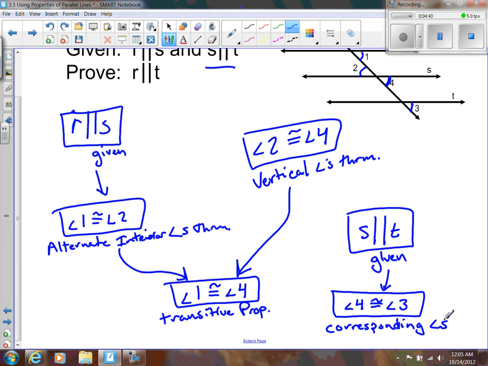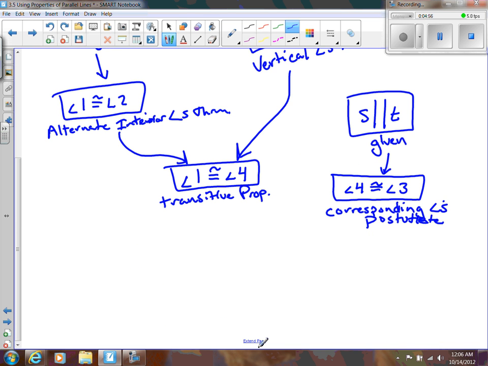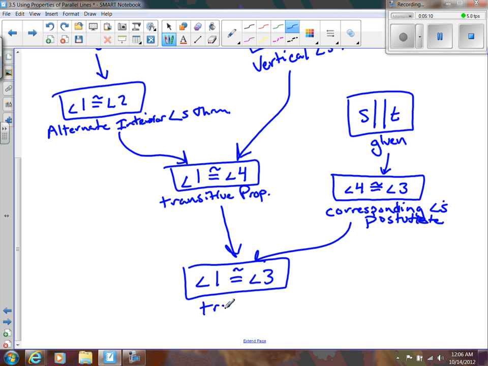Corresponding angles. If you put theorem, I wouldn't count it wrong on a test, but it is the postulate. Terrible spelling, I apologize. And now, using these, I can show that angle 1 is congruent to angle 3. Transitive property.